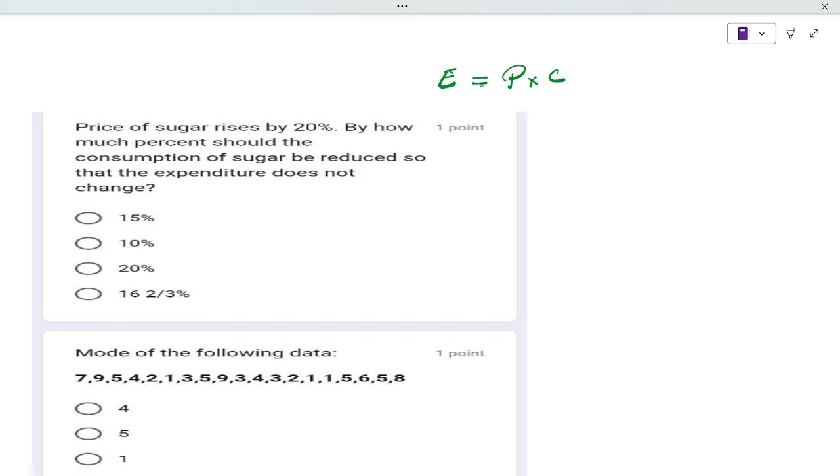So expenditure is equal to price into consumption. For example, if the price is 50 rupees per kg and the consumption is 5 kg, then 50 into 5 will give us 250, which is the expenditure. Now, in the question the expenditure does not change. So let's say the new expenditure is E dash, and they are equal because it's clearly mentioned that expenditure does not change.